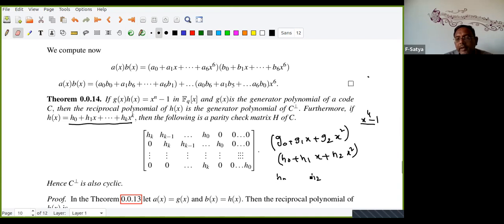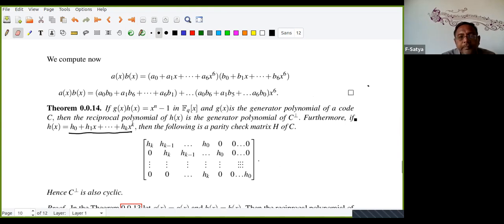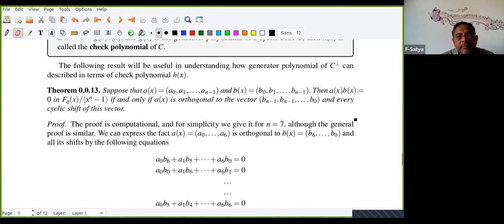Let me now explain. Be careful and understand this. Suppose we have polynomial a(x) with coefficients a0, a1, up to a(n minus 1), and b(x) is b0, b1, up to b(n minus 1). Then a(x) into b(x) is 0 modulo x power n minus 1 over F_q if and only if a(x) is orthogonal to b. You know orthogonal vectors, right? I am treating this as a vector and also as a polynomial. You are now familiar with that.